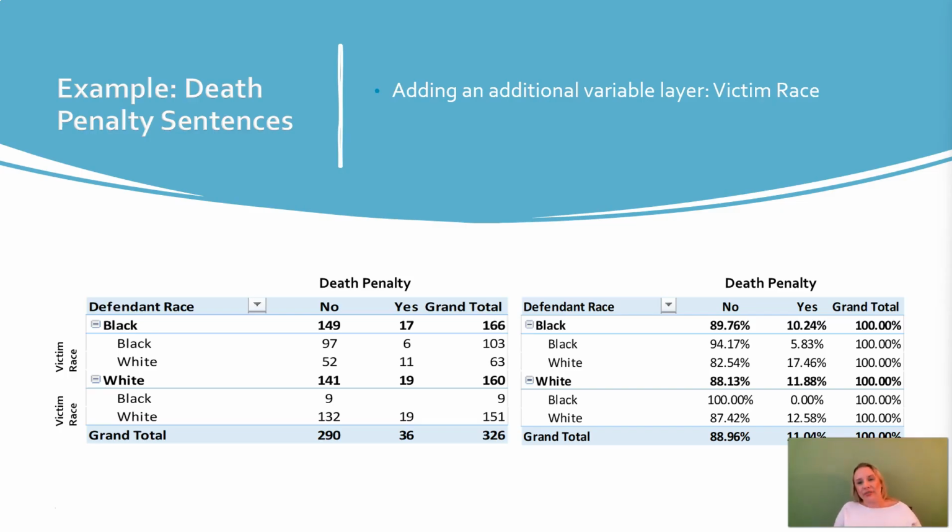When we add an additional variable such as the victim's race, we now see a slightly different story. Here we see that 100% of the white defendants who had a black victim did not get the death penalty. We also see that 17.46% of the black defendants who had a white victim did get the death penalty. This information can be more valuable in being able to see what kind of biases we have in our data, and can be very helpful in maybe determining things about the different juries that could be hearing an upcoming case.